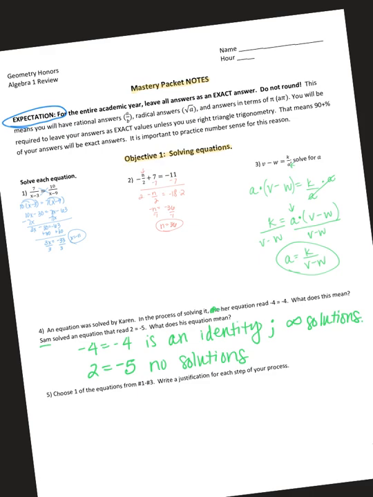Okay, so if the end of the equation read something like this, it would be an identity. There's infinite solutions. Okay, and if it read something like this, then it's no solutions possible.